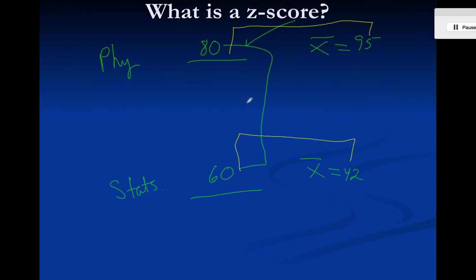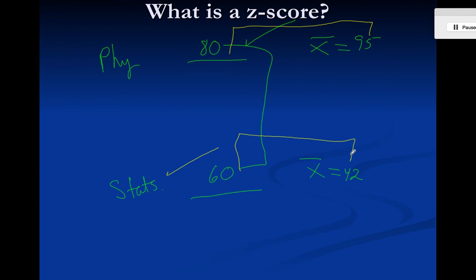And your answer here should be statistics. Why? Well, because in physics, even though you got an 80, and 80 is greater than a 60, in comparison to everyone else in physics, you're actually 15 points below everybody else. So you're not doing so hot. In stats, though, you have a 60, and the group's average is a 42. You're 18 points above. Now you're doing pretty good.